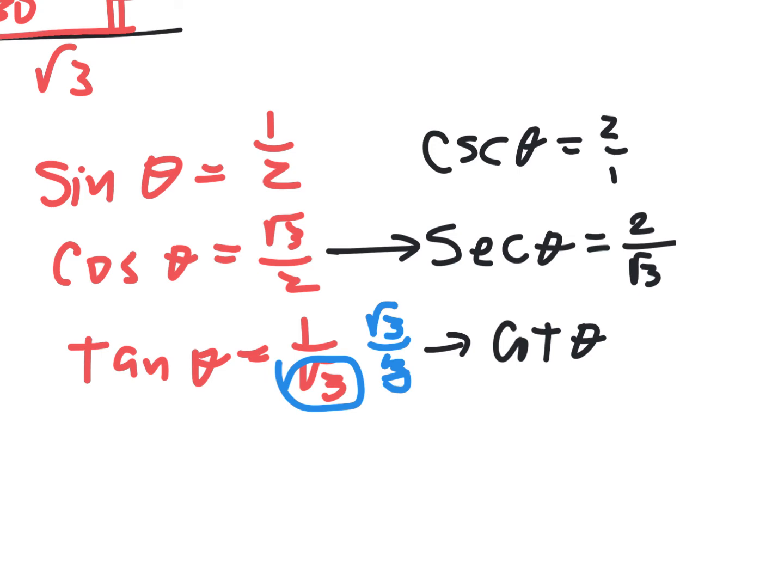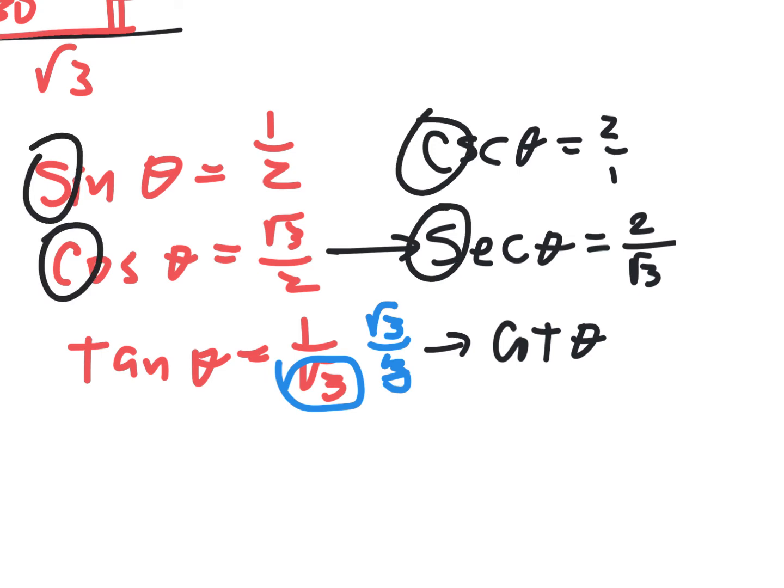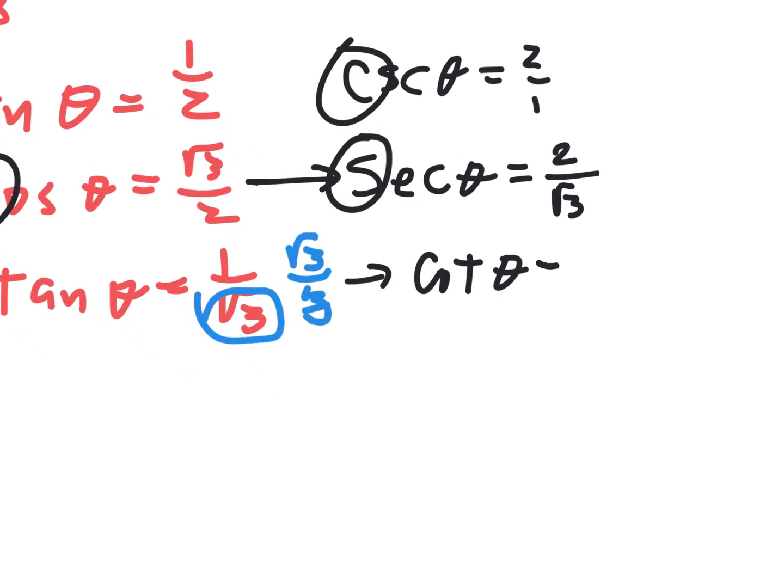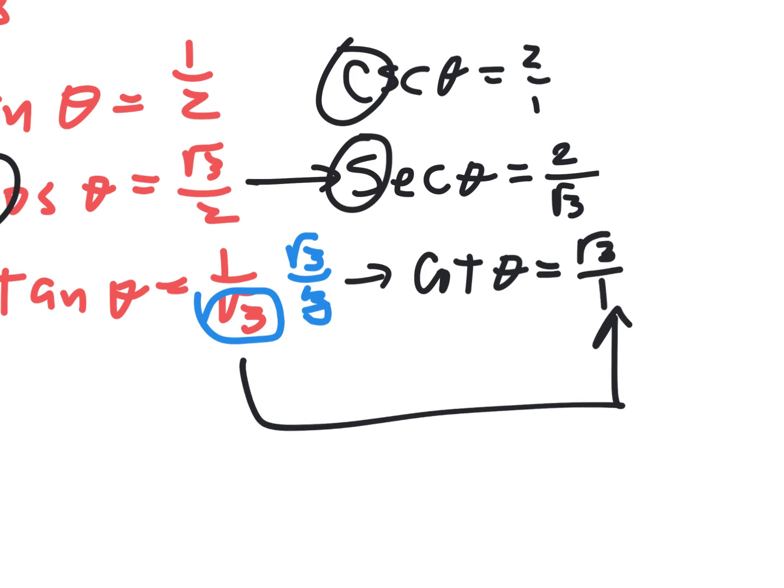But there is this little pattern. S goes with C, and C goes with S. And don't tangent and cotangent just seem like they go together? Yeah, but the other two are kind of goofy. Okay, so cotangent is just a flip. I'm going to take the original one I had and flip that, root 3 over 1, which of course means root 3.